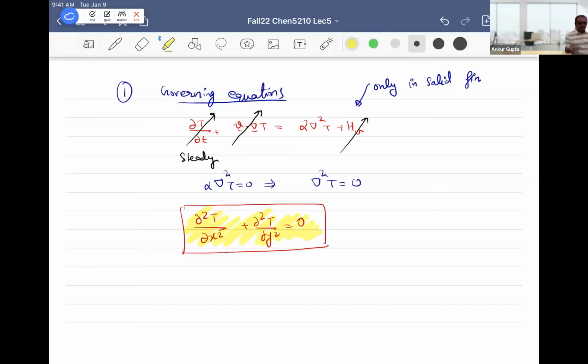I want to emphasize again that we want to come to this point when we are learning how to simplify governing equations. Start there, simplify to this. This looks good. All right, now next is boundary conditions.